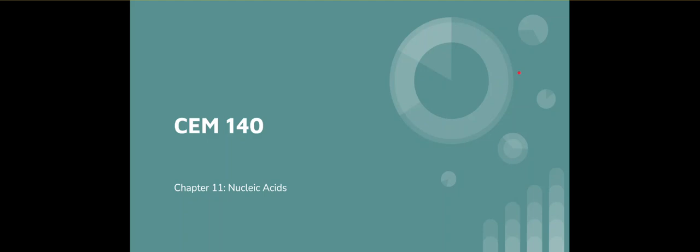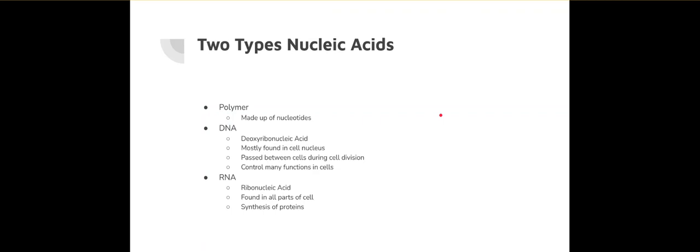All right, so tonight we're going to talk about nucleic acids. There are two types of nucleic acids. Nucleic acids are polymers made up of what are called nucleotides. And the two types we have are DNA and RNA, which we've already looked at previously a little bit.